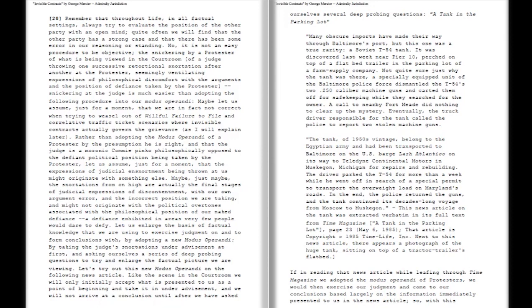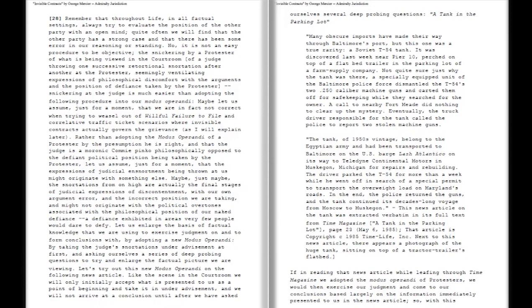A call to nearby Fort Meade did nothing to clear up the mystery. Eventually, the truck driver responsible for the tank called the police to report two stolen machine guns. The tank, of 1950s vintage, belonged to the Egyptian Army and had been transported to Baltimore on the U.S. barge Atlantico on its way to Teledyne Continental Motors in Muskegon, Michigan for repairs and rebuilding.